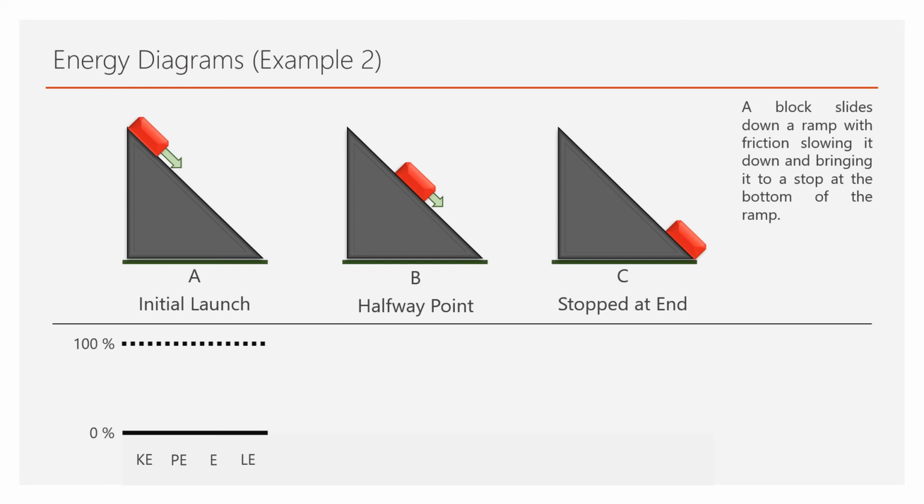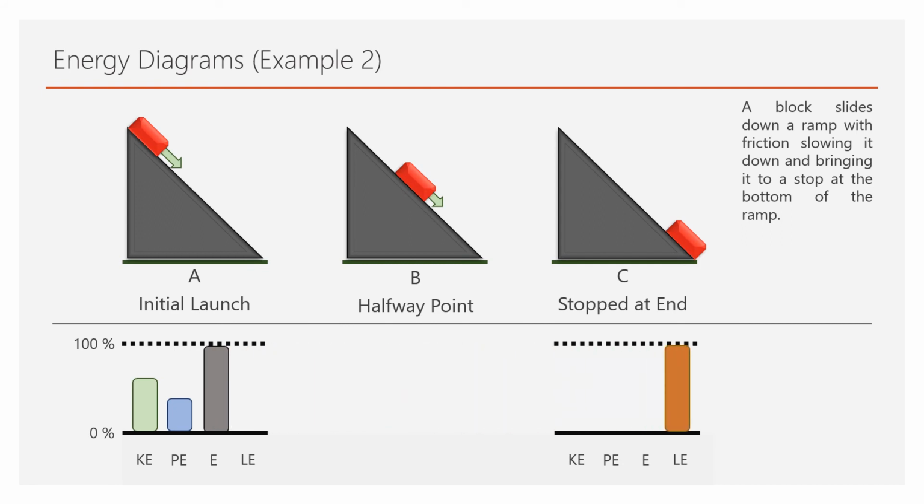In state A, the block is initially moving and no energy has been lost yet. So all of the energy is present. Some of the energy is kinetic energy, and because it's above the ground, some of the energy is potential energy. We don't know how much kinetic energy is there because we don't have the numbers, but we can just make a guess and say it's somewhere around there. The rest must be potential energy. So the kinetic energy plus the potential energy must be the same height as the total energy.